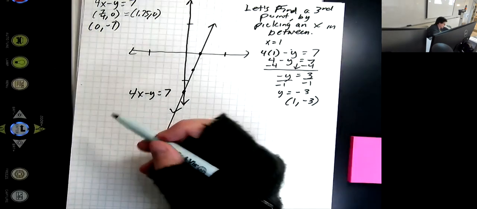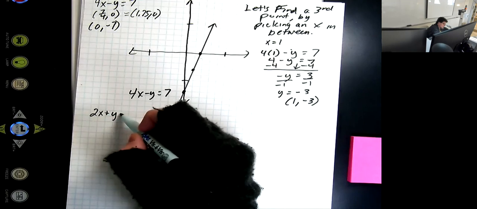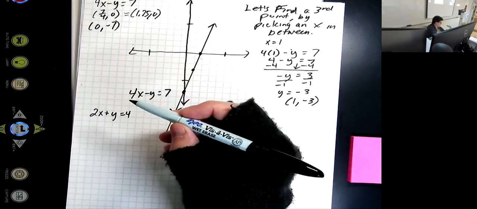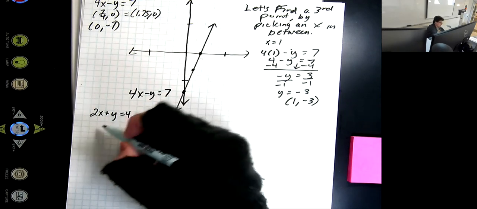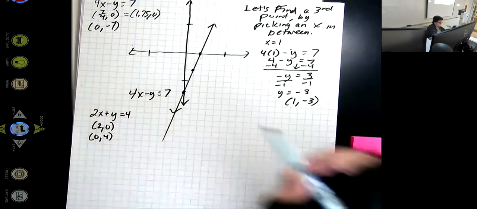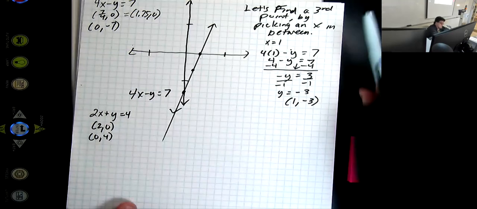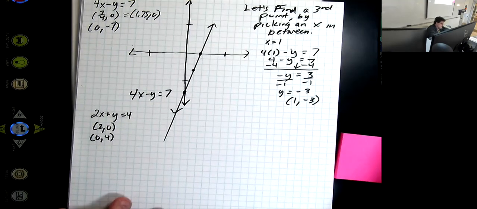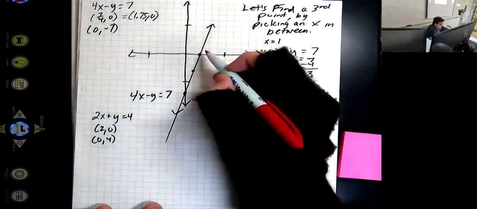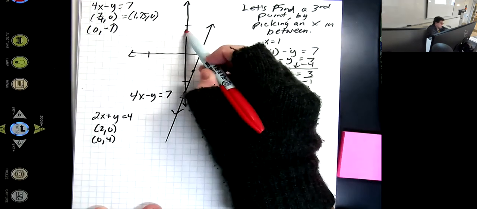The other line we had was 2x plus y equals 4. And the points we got were (2, 0) and (0, 4). Do these in a different color. (2, 0) would put me right here. (0, 4) puts me right there.